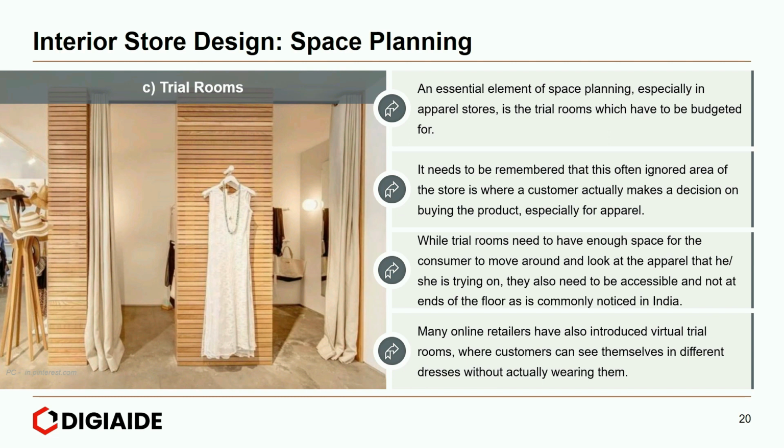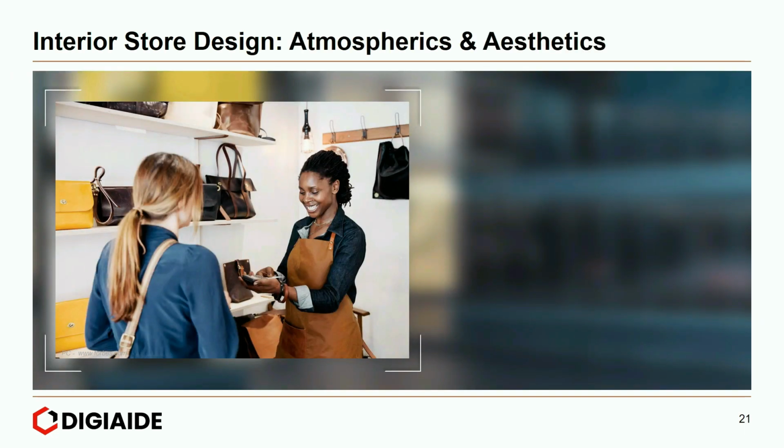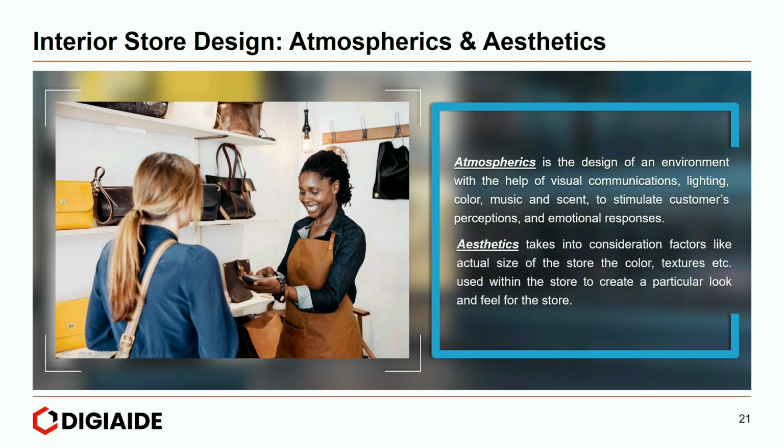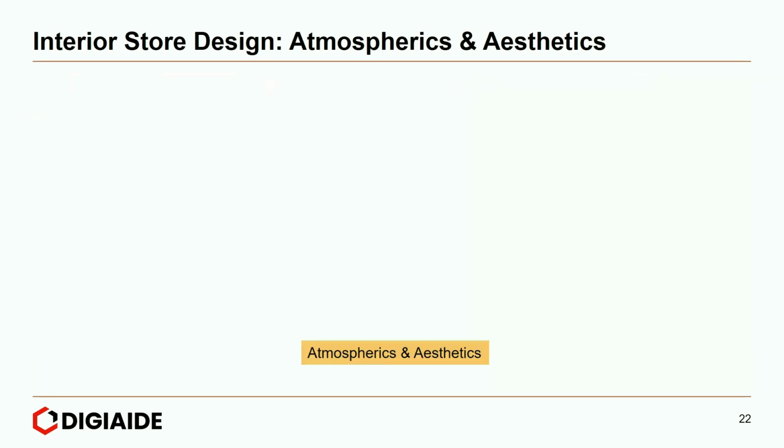Moving on to the other element under interior store design, that is atmospherics and aesthetics. Atmospherics is a design of an environment with the help of visual communications, lighting, color, music, and scent to stimulate customers' perceptions and emotional responses. Aesthetics, on the other hand, takes into consideration factors like actual size of the store, the color, textures, etc. used within the store to create a particular look and feel for the store.